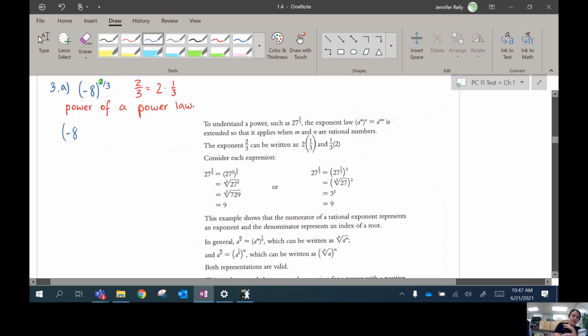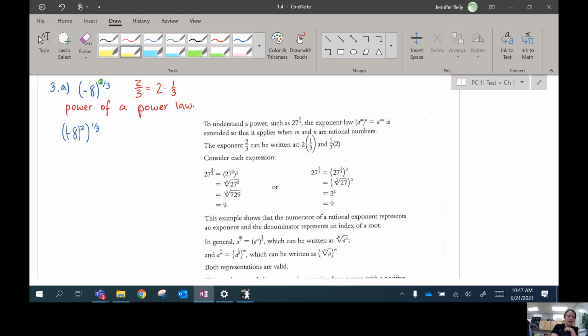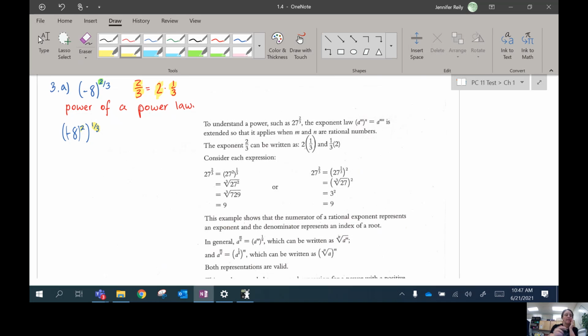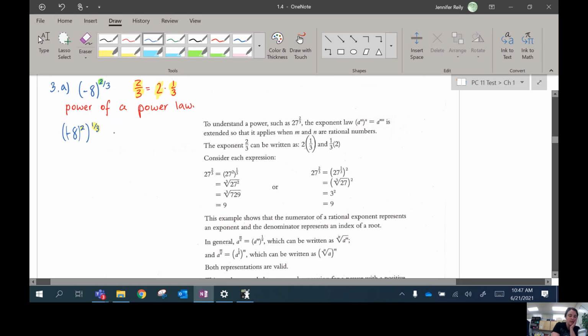So we'd have -8 to the power of 2, and then all of that to the power of 1/3. So notice that 2 times 1/3 is 2/3. Those are the same number. 2 times 1/3 is 2/3, so I'm allowed to do this. So we're going to evaluate the middle part first and then the outside. And remember, power of 1/3 just means cube root. So this is the same as cube root of -8 squared. So we're going to evaluate this middle part first and then the cube root second.